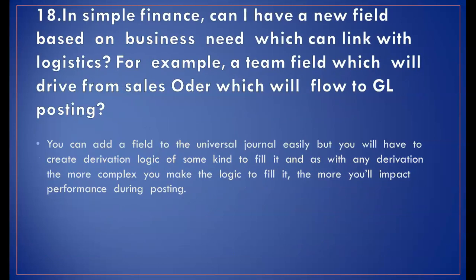In Simple Finance, can I have a new field based on business need which can link with the logistics? For example, a team field which will derive from the sales order which will flow into GL posting. Now, you can add a field to the universal journal easily, but you will have to create derivation logic of some kind to fill it, and as with any derivation, the more complex you make the logic to fill it, the more you'll impact performance during the posting.